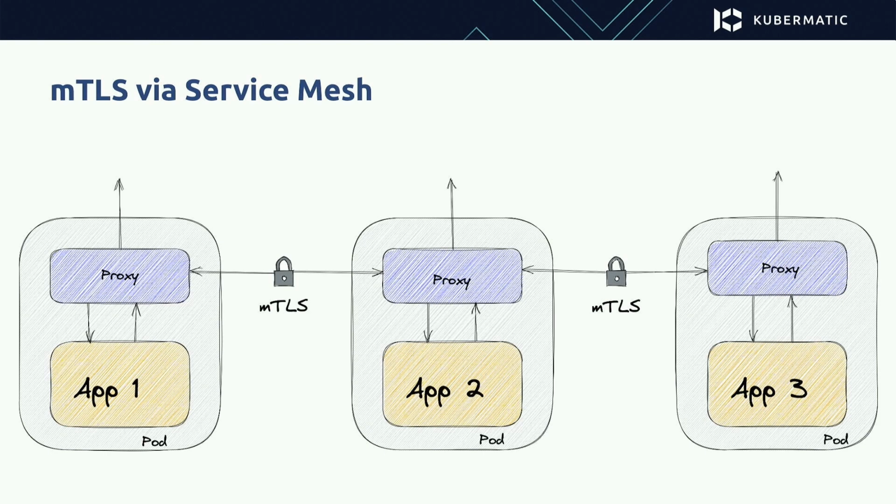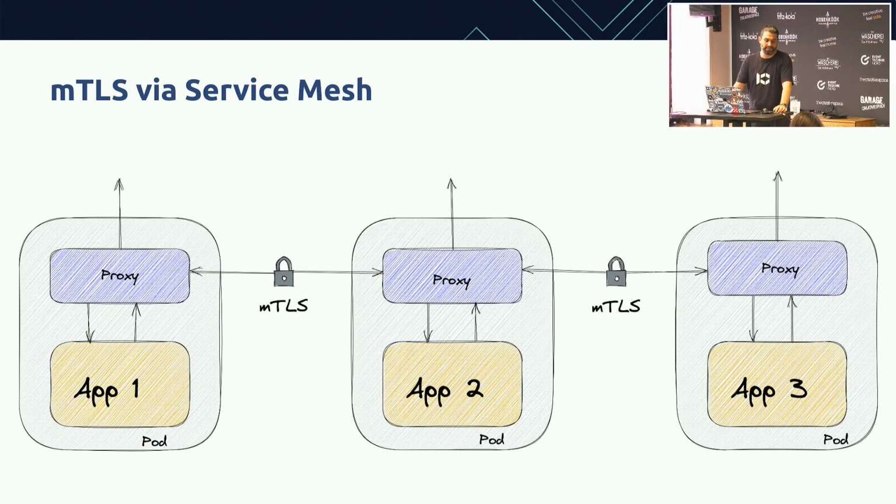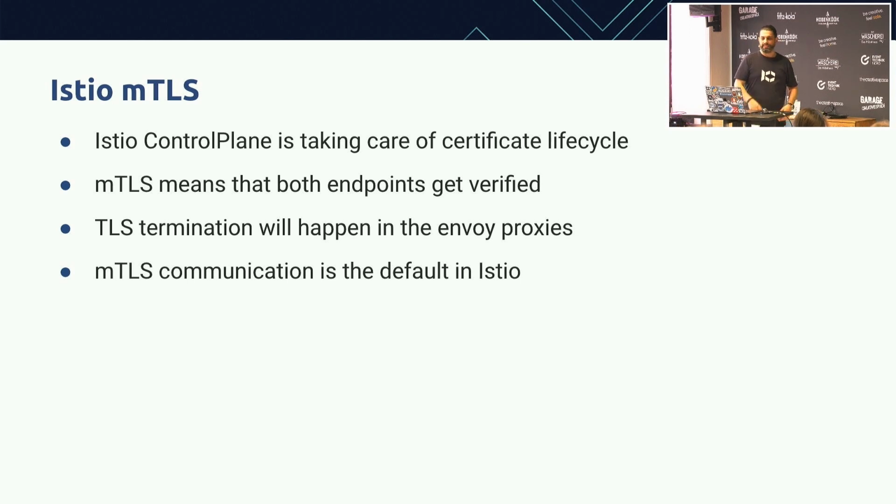In the afternoon, there will be another talk from Isovalent about Cilium. Cilium also takes care of this without sidecars. You don't necessarily have to use a sidecar proxy; you can use other solutions as well. But it is a good practice to have TLS communication between your applications within your cluster. For Istio, the control plane takes care of the whole certificate lifecycle, and mTLS is the default for Istio.